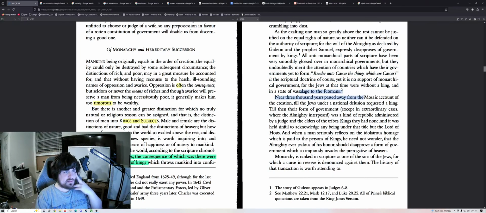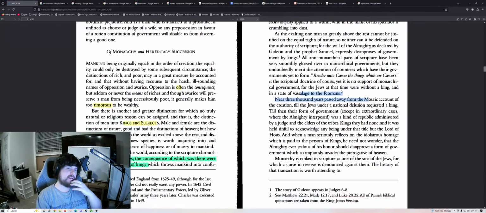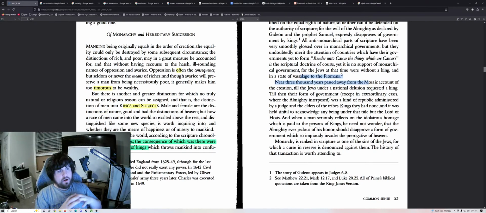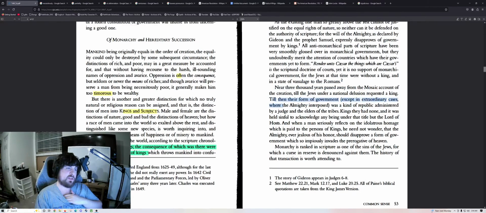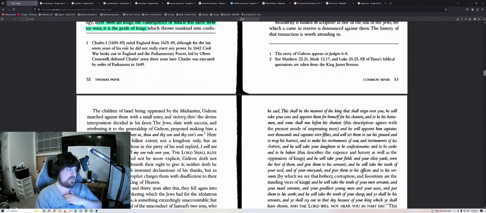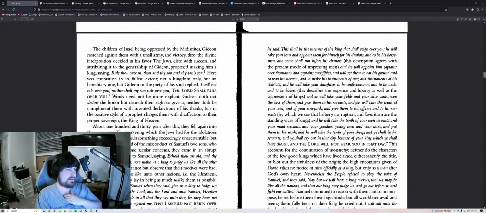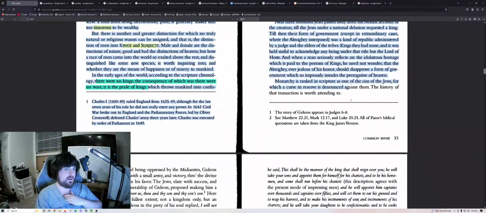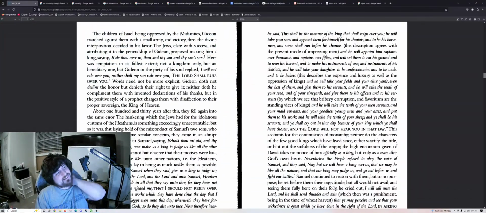Near 3,000 years have passed away. So this is just his religious argument against things. Near 3,000 years have passed away from the Mosaic account of the creation till the Jews, under national delusion, requested a king. I'm going to start skipping the religious argument because I don't think this is going to hold up today, like, oh well, the Bible says that monarchies are bad.